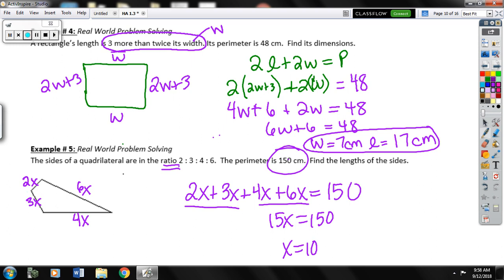Now make sure you don't think x is 10 as your final answer. They actually want to know finding the lengths of the sides. So you need to take that and plug it back into each of the sides. So the side lengths would be 20, 30, 40, and 60. And those are all centimeters.